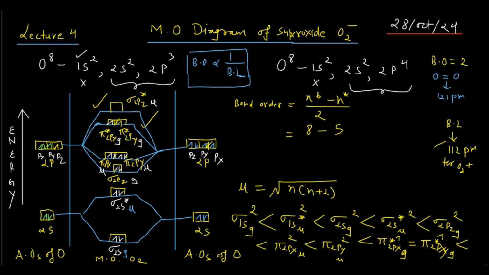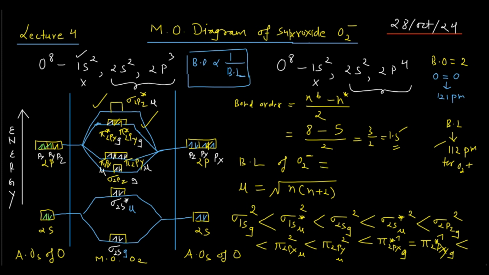5 antibonding electrons, and this should be divided by 2. That means 3 by 2, so it is 1.5. So the bond order has decreased, right? Bond order has decreased. So definitely when bond order has decreased, the bond length of this O2 negative should be on the little bit higher side.